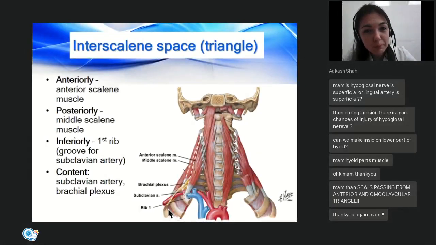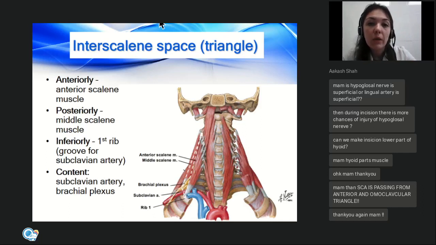You are welcome. Let's continue. So yes, that's what we see here. That is a picture that represents your question. Yes, certainly, the subclavian artery begins from the anterior triangle, but here it lies deeply, and to go superficially, it passes through the interscalene space within the lateral cervical region. Yes, within the omoclavicular triangle.